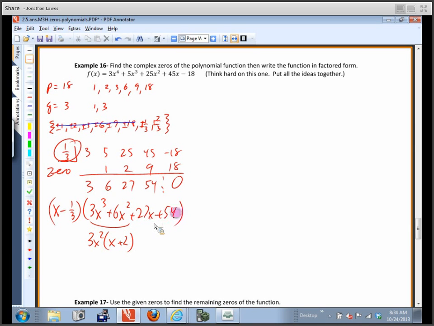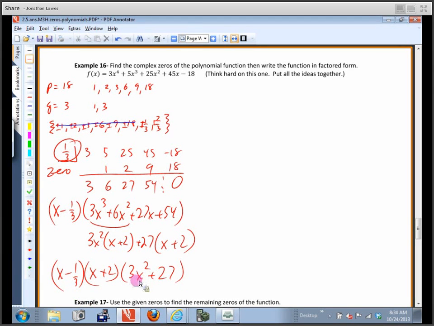What can I take out of here? Do 54 and 27 have anything in common? 27. Grab your calculator if you need to. 27 goes into both of those, so pull out the 27. We're left with an x plus 2. And lo and behold, x plus 2, 3x squared plus 27, and I've got an x minus 1/3 sitting out here. Okay, any questions?